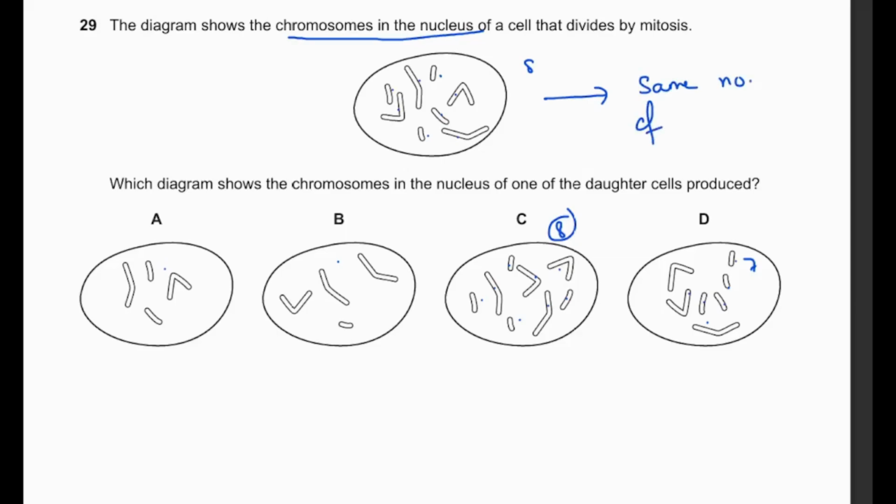Meiosis maintains half the number of chromosomes, right? Mitosis maintains the same number of chromosomes. So if this one has 8, here also 8, the correct answer is here. But if it is half of it, 4, that will be meiosis, which halves the number of chromosomes. But here they mention mitosis, so C is the correct one.